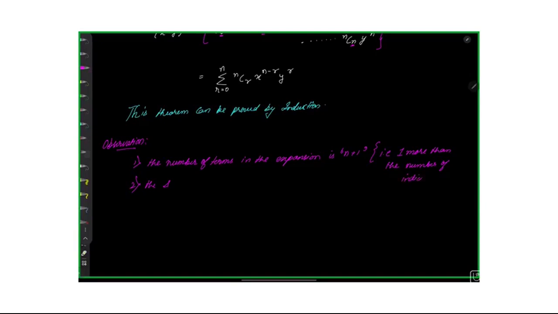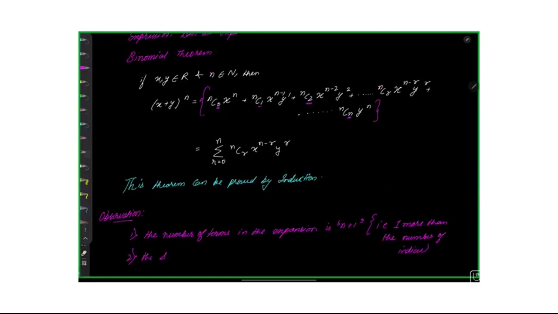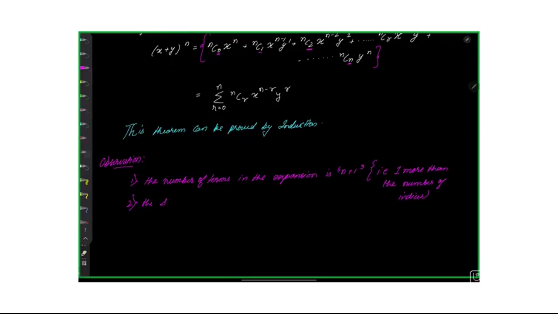So total, what is indices? Indices is this particular number n. The number of terms is n plus 1, that is 1 more than n. If it is x plus y to the power 3, the number of terms would be 3 plus 1, 4. If it is x plus y to the power 100, the number of terms would be 100 plus 1, 101, right? That is 1 more than the indice.